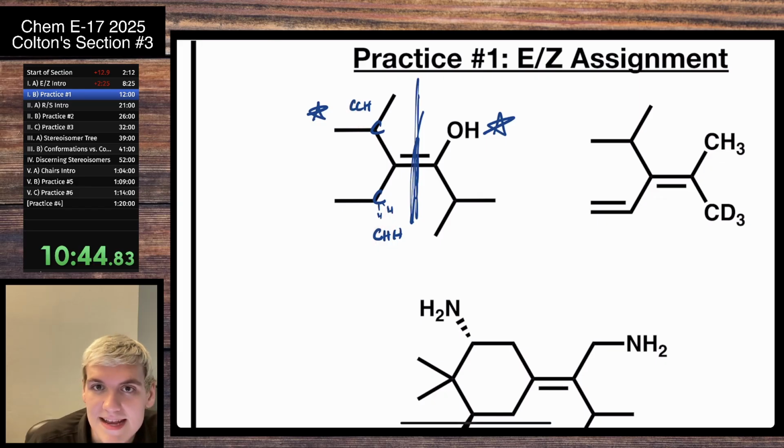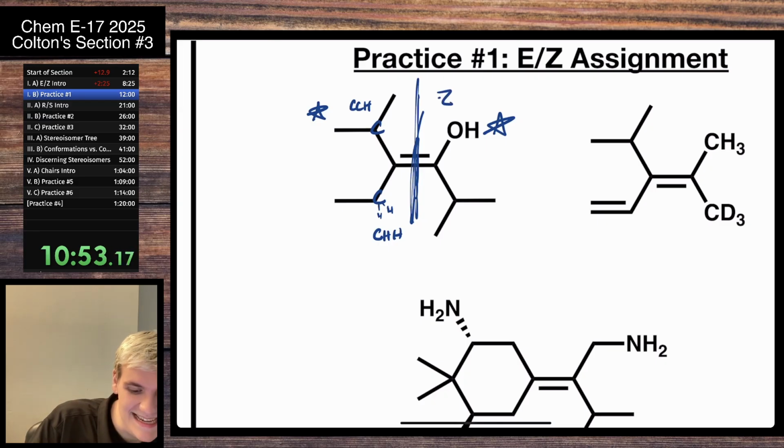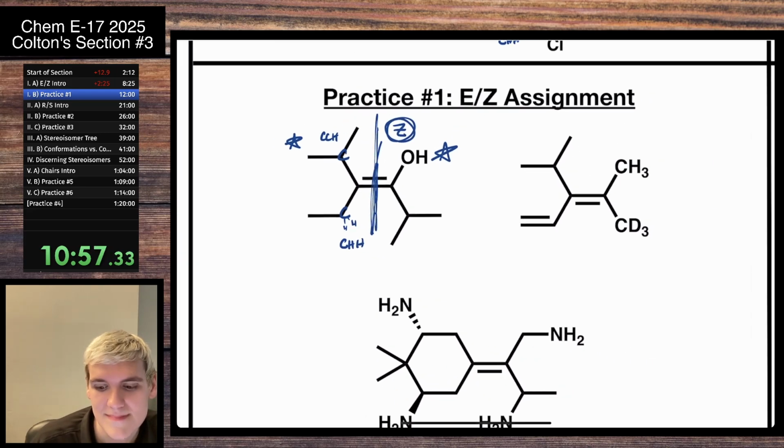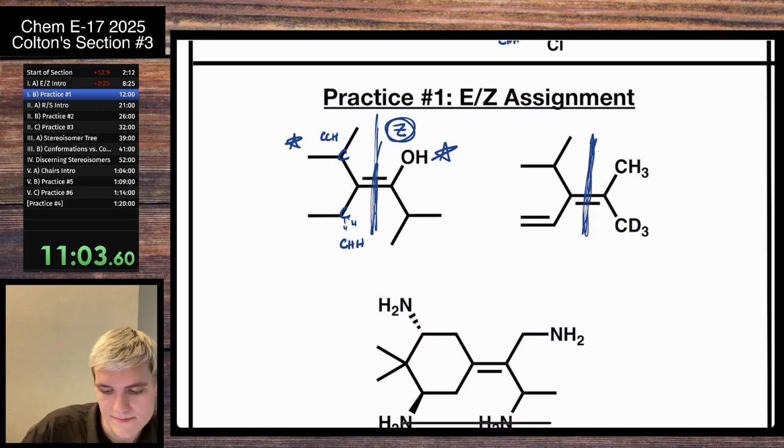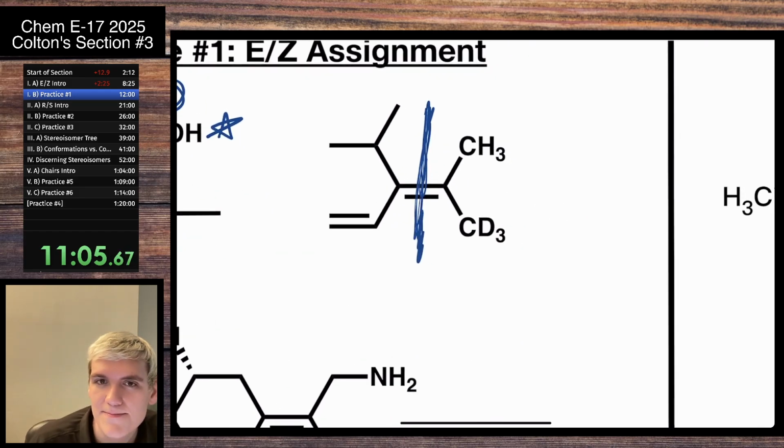So now we see the highest priority things are both on the top, on the left side and the right side. So we know that they are on the same side, and this is a Z alkene. Now, for this one on the right, let's go ahead and divide our double bond down the middle. And I see carbon versus carbon here.